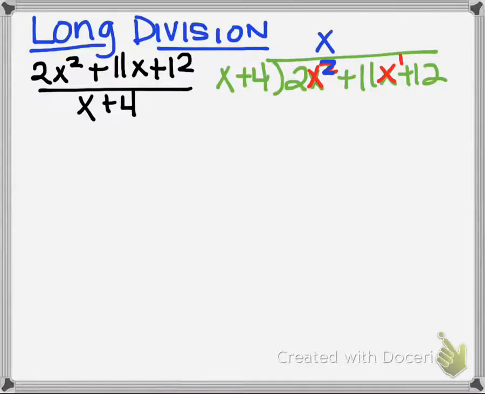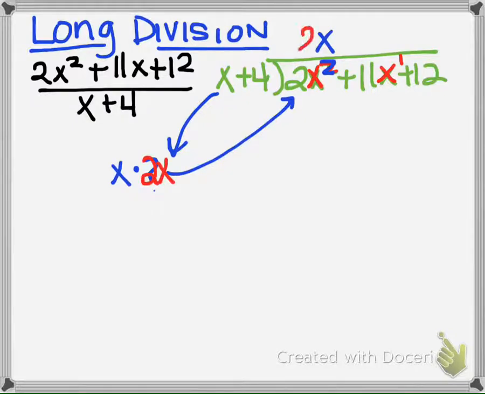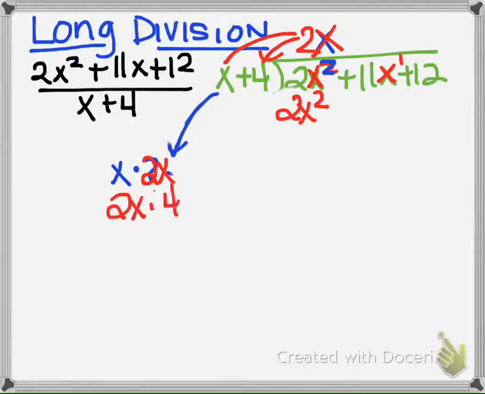And we need to figure out x times what gets us 2x squared. So hopefully you're thinking 2x. So that's how I know that this is 2x here. Okay, now we're going to go ahead and multiply. We're going to take 2x and multiply by x, and that's 2x squared. These should always be the same if we did it correctly. And then we have 2x times 4, so 2x times 4 is 8x. So we put plus 8x because it's positive.